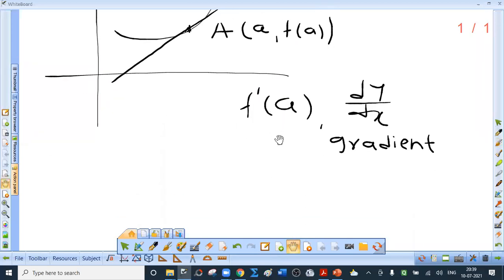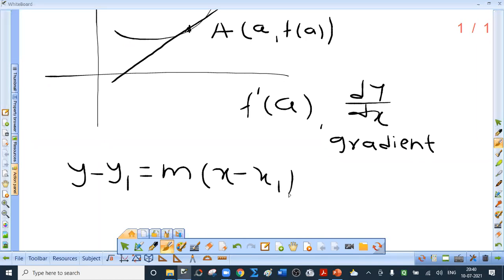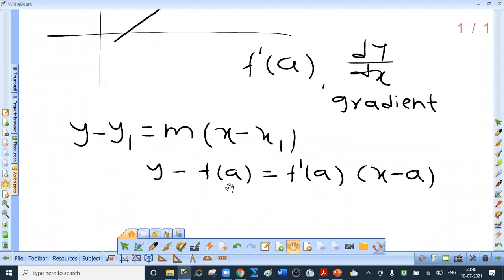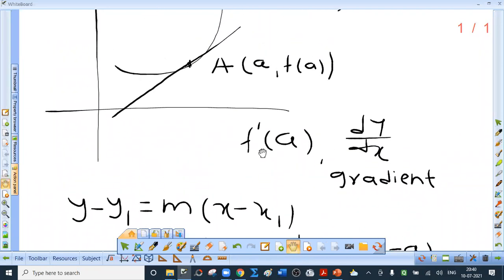If you have done this in 10th standard, the equation of a line is y minus y1 equal to slope times (x minus x1). That is, y minus f(a) equal to slope. What is the slope? f'(a) into (x minus a). So this is nothing but the equation of the tangent. You need not remember this, but if we know the slope, we can write the equation.